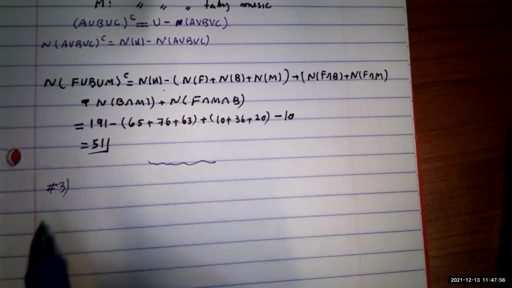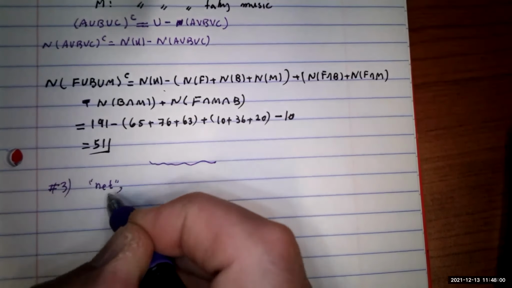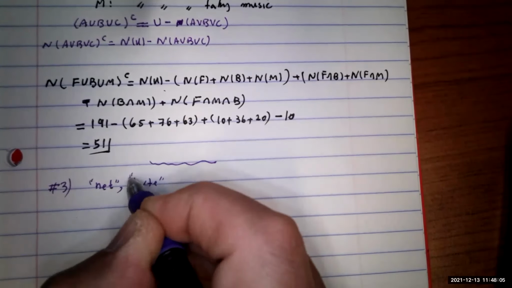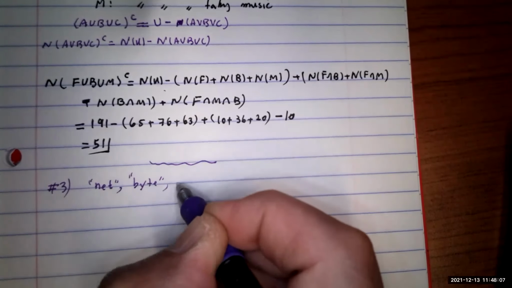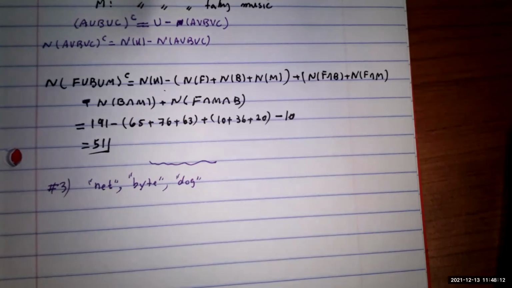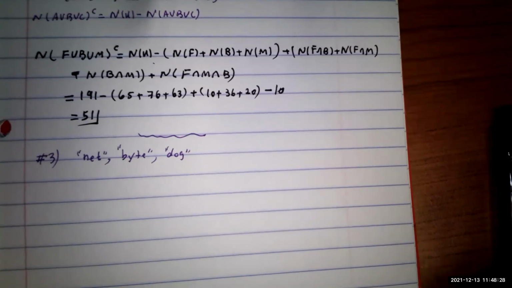The forms that you want to exclude are going to be the patterns, the words: net, bite, and dog. So what you would like to do is get all the combinations of the letters of the alphabet that do not contain any of these patterns. So again, this is a complement version of that theorem that we talked about. So you have to arrange it accordingly.